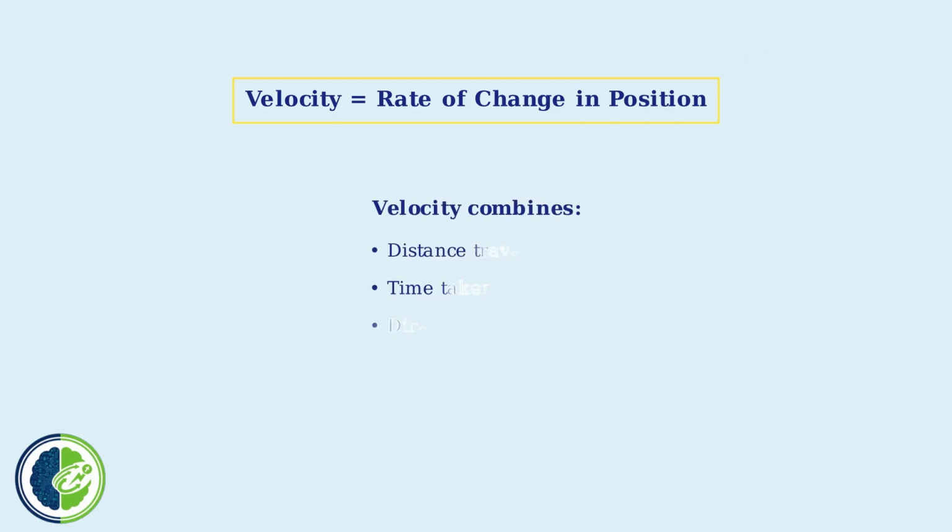Velocity is more than just speed. It combines three important elements: the distance an object travels, the time it takes to travel that distance, and the direction of motion. Understanding this relationship between distance, time, and direction is the foundation for calculating velocity. In the next section, we'll explore the mathematical formula that connects these concepts.